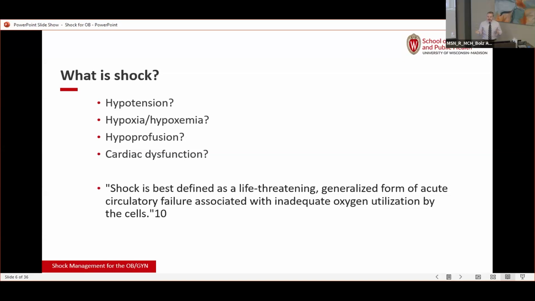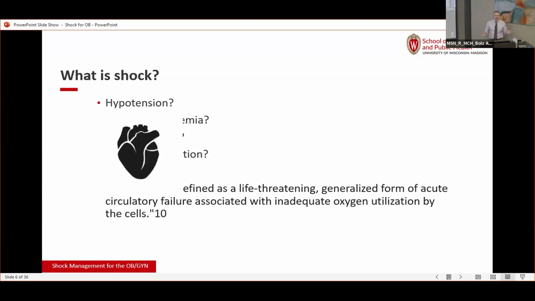Okay. Now, when I'm getting called, when I'm in the ICU, I'm not thinking about this definition, right? I'm not like, oh man, this is circulatory failure with inadequate oxygen utilization. I think about it actually in a different framework, and that's the framework I'm going to use for this talk today.